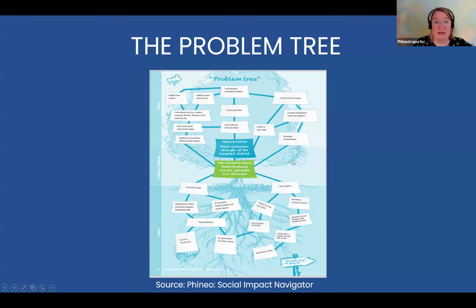So you can use this methodology in your organization for your next project and just try it out, because it's super helpful if you do that as a group exercise together. So where the trunk is, you put the problem that you want to solve. And in this case, they have the problem for the target group and the problem for the society.